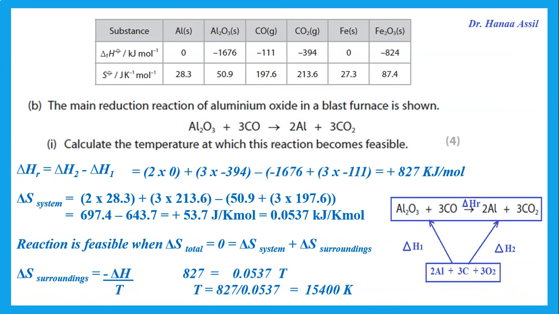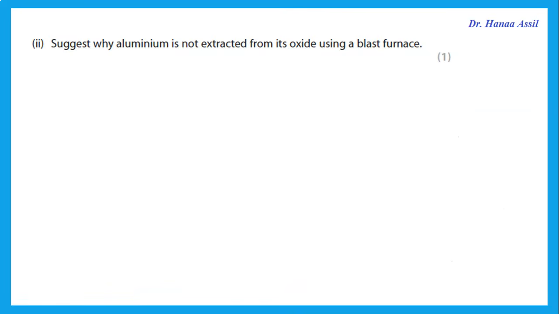So delta S of the surroundings, which is 827 over T, is equal to the delta S of the system, which we calculated as 0.0537. And working through the equation, we get that the temperature at which this reaction becomes feasible is 15,400 K. This is a very high temperature.